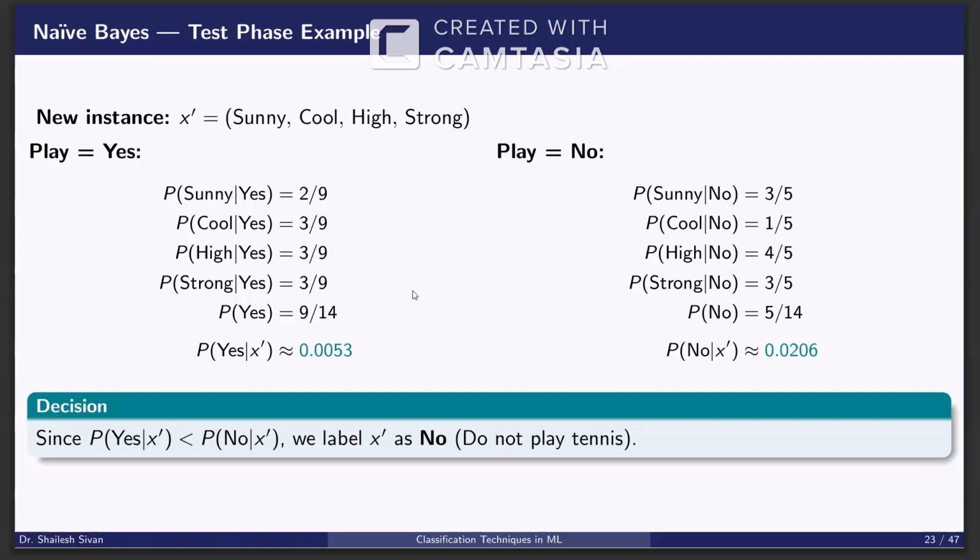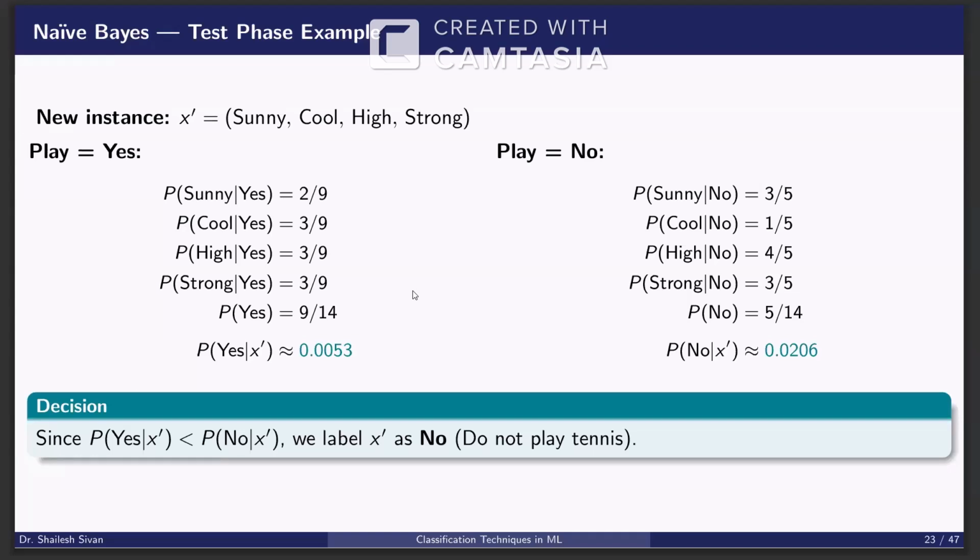What if the features are continuous while doing naive Bayes classification? There is something you can look into.